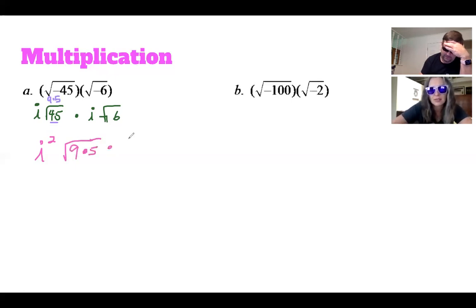And square root of 6. I can't do anything with that guy, can I? No, but maybe you should. Oh wait, we already put them together. I didn't see you do that. What, the i squared? Yep.